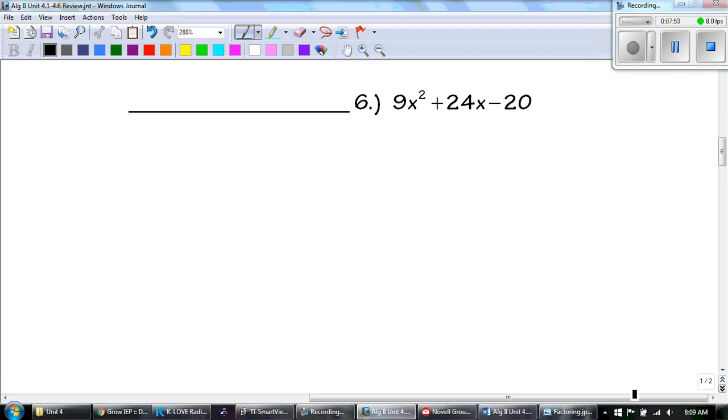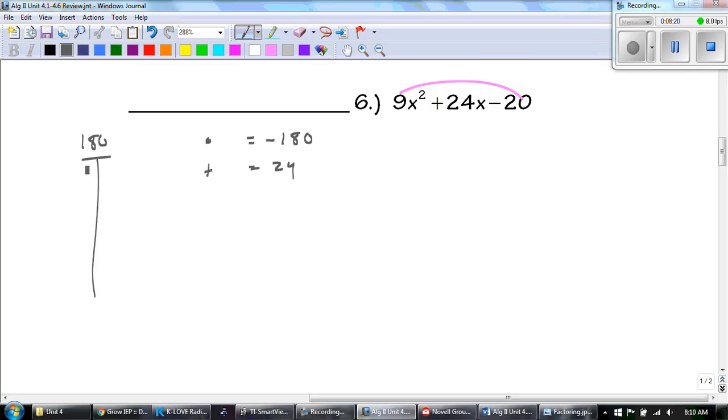All right, number 6. Is there a GCF? 3? No, because 3 doesn't go into 20. So we need to multiply. I'm looking for numbers that multiply to get to negative 180 and add to get to 24.